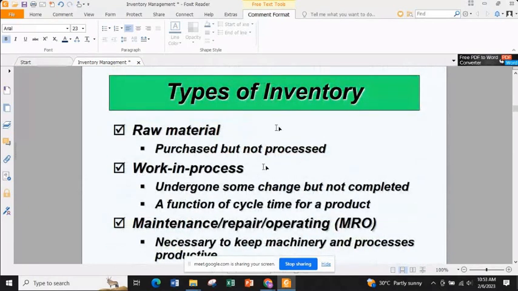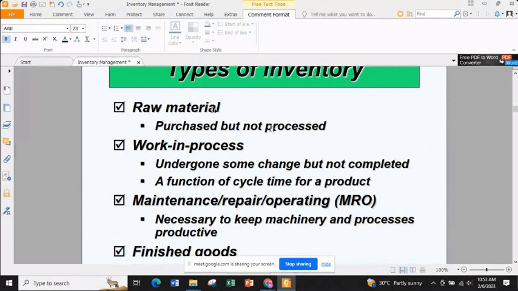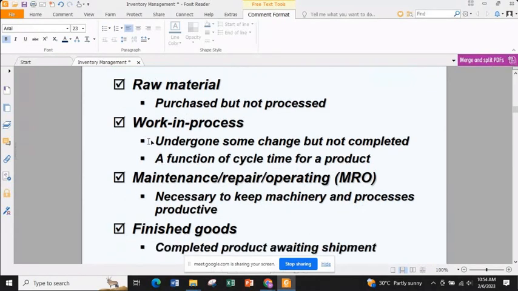So types of inventory. You have raw material, purchased but not processed. It is raw material like chicken, or if you want to produce a car, what's the raw material you need to identify? I mean your steel. So work in process: undergone some change but not completed, a function of cycle time for a product. Work in process or work in progress is the process to assemble, to mold, to create before completion.